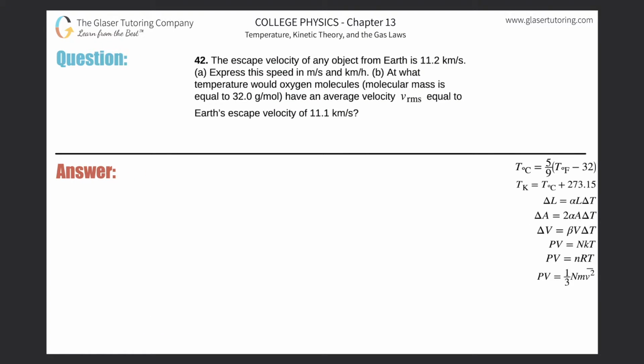Number 42. The escape velocity of any object from Earth is 11.2 kilometers per second. Letter A. Express this speed in meters per second and kilometers per hour. All right, so this is just a blast from the past, right?